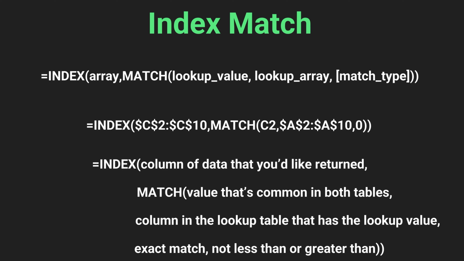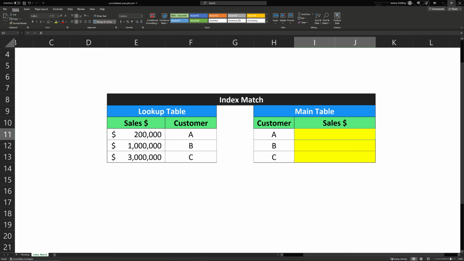Let's take a look at a live example in Excel. Just like the VLOOKUP example, in this example we have 2 tables, the lookup table and the main table. We would like to perform the same VLOOKUP that we previously did, but we can't because the lookup table's order is incorrect. We would need the customer or lookup value on the left side to perform the VLOOKUP properly. Let's use the index match here.